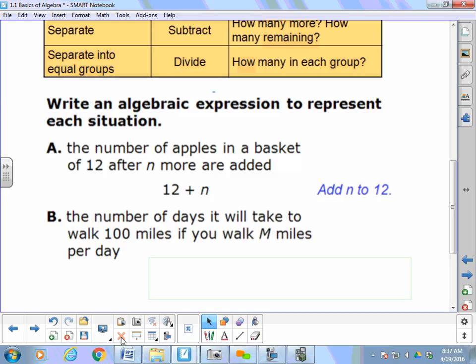Okay. Letter B, the number of days it will take to walk 100 miles if you walk m miles per day. So are we adding, subtracting, multiplying, or dividing here? Okay, so what would it be? 100 divided by m, or 100 over m. Good, Justice. Okay. All right, so those are the types of situations.